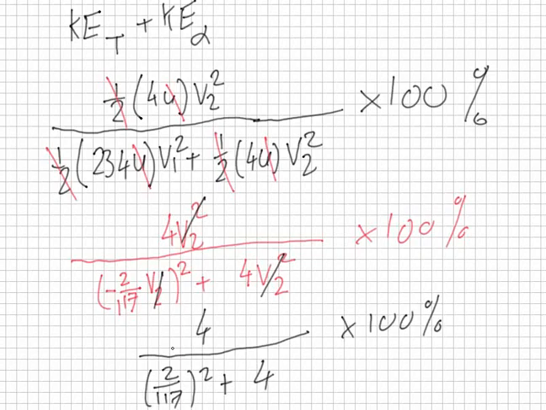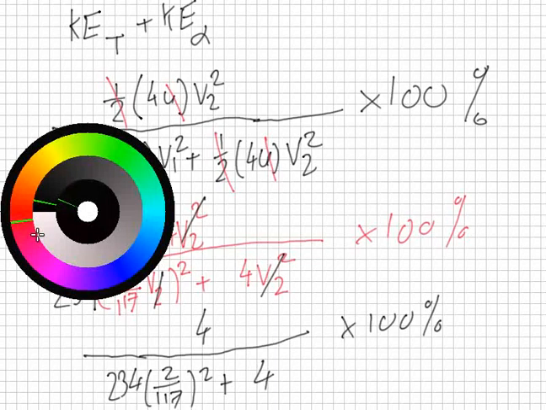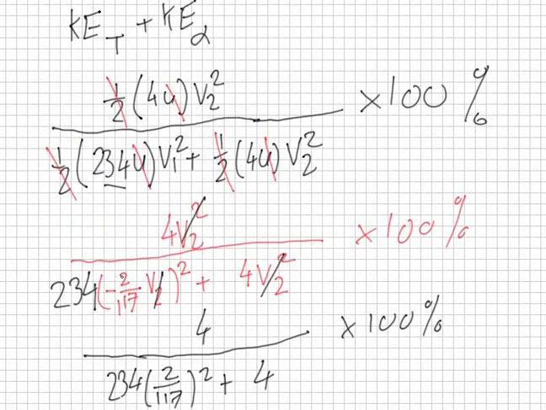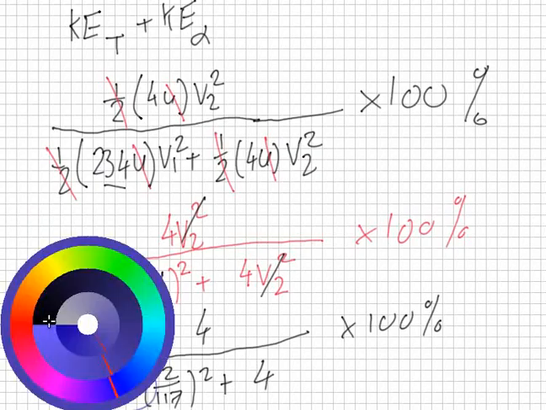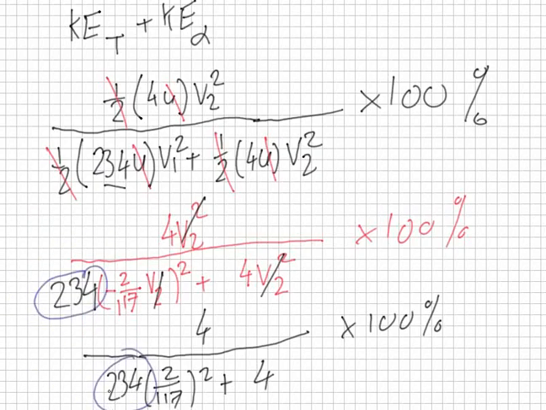Oh, sorry, I lost my 234 when I was carrying it down here. There's still a 234 there. It's a half m v squared, so there's still a 234 there. I was wondering why my answer didn't match up. So don't forget that there. I'll circle it in blue. Okay, let's type that again.